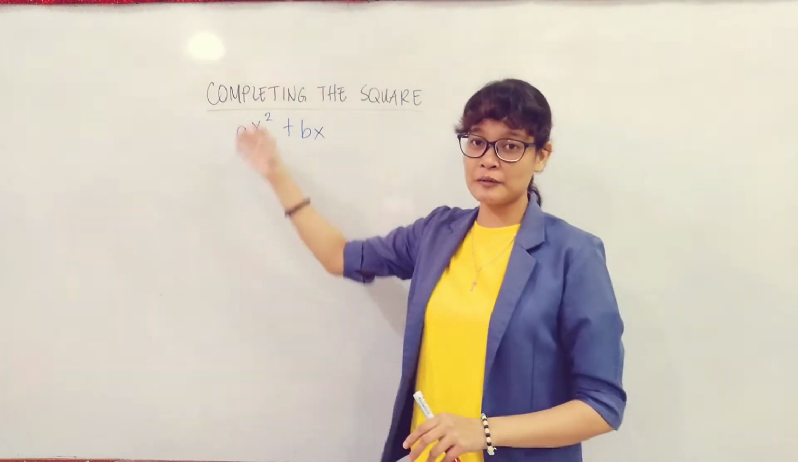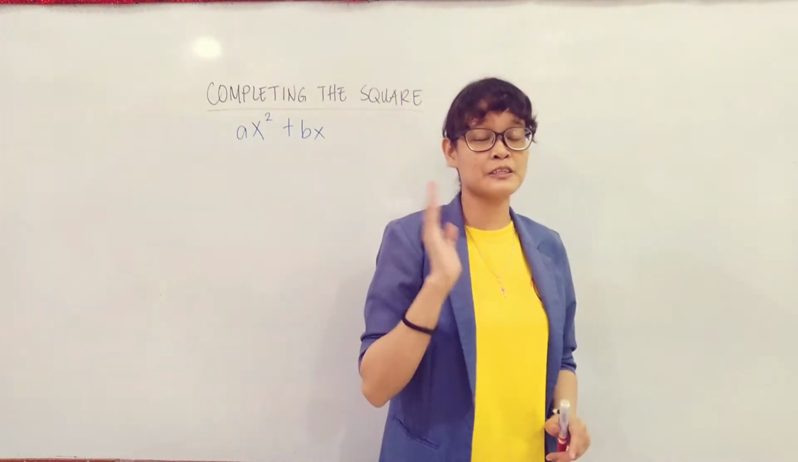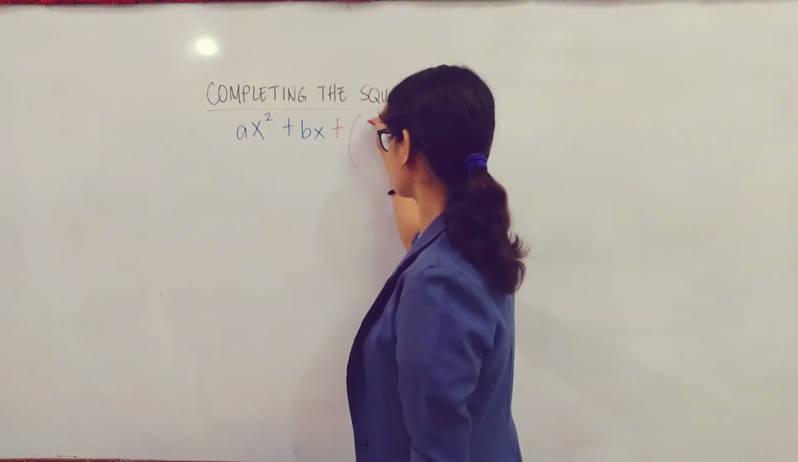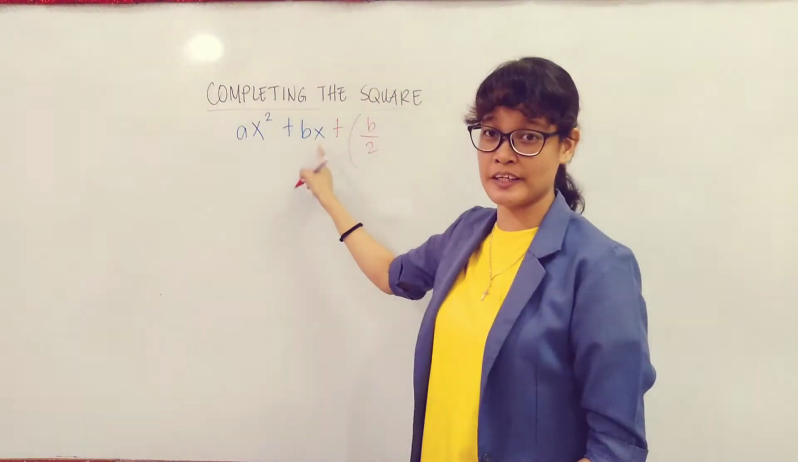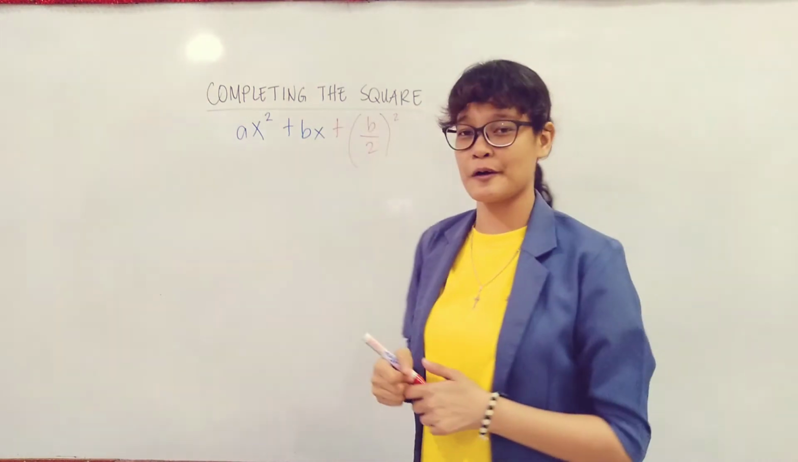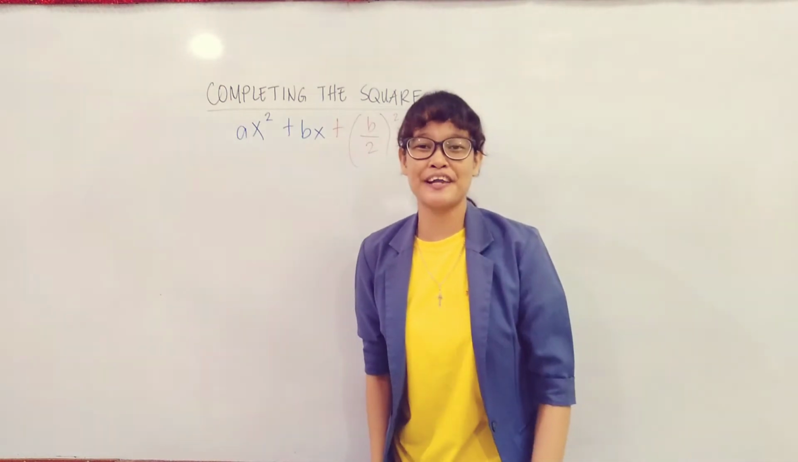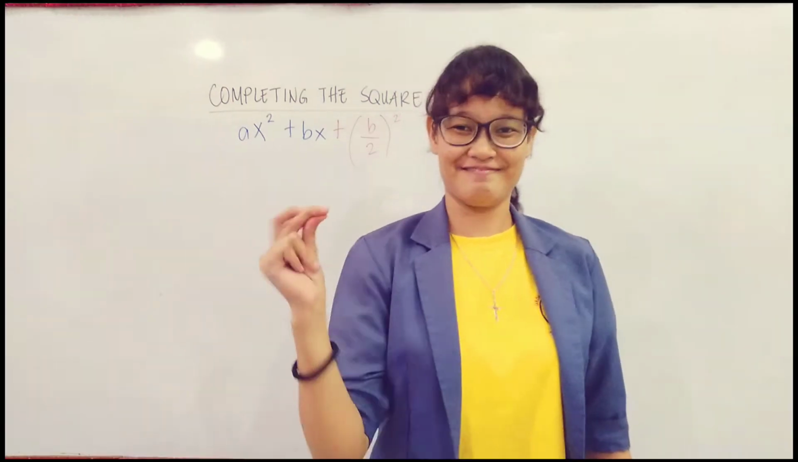bx, we are going to transform this one into a perfect square trinomial by simply adding the square of half the coefficient of x. Alright, so with that being said, what are you waiting for? Buckle up because you're in for another fun mathful run.